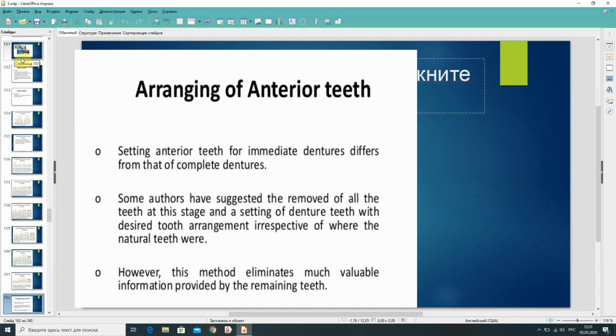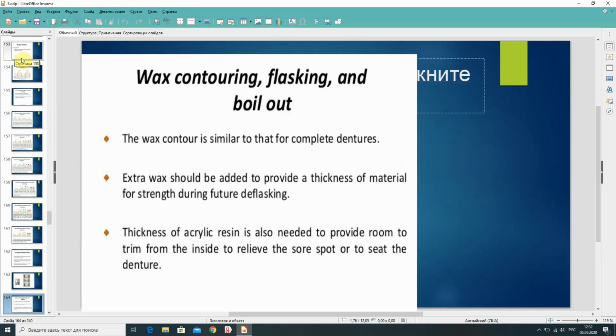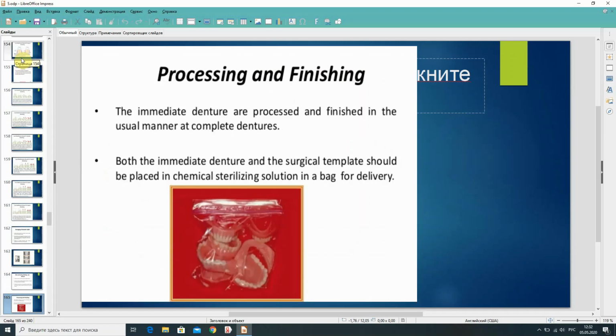Setting of anterior teeth. Wax contouring, flattening and boil out. And then processing and finishing. The immediate dentures are processed and finished in the usual manner as complete dentures.